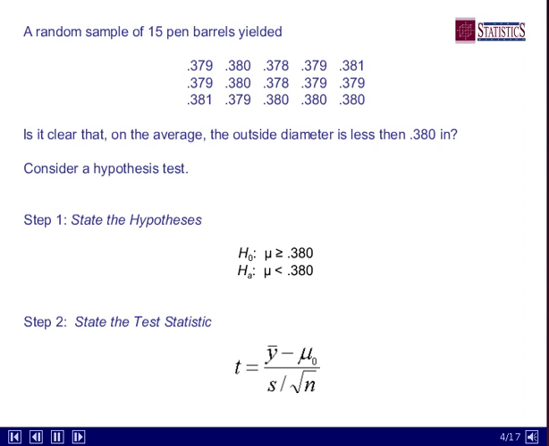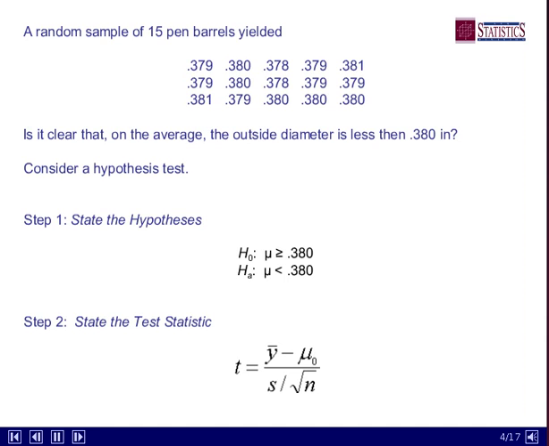We would need to state the test statistic in step 2. We will use a t to represent this because we're going to use a t-distribution here. And the numerator represents y bar minus the target value of 0.38, which we'll call mu0. And the bottom represents s, the standard deviation, divided by the square root of n.